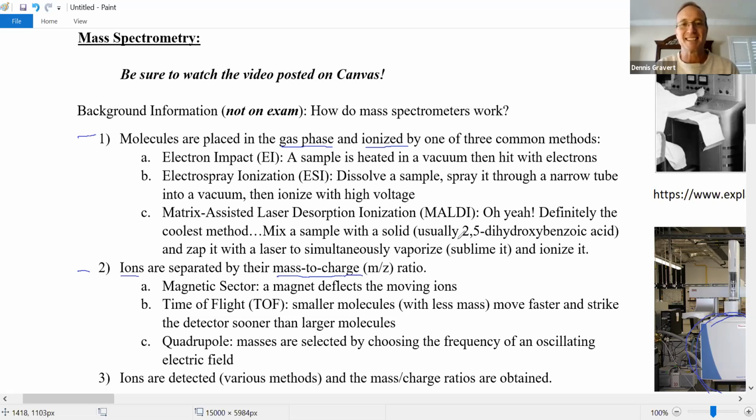Had them since the 60s. And the key is if you get them charged, they can interact with a magnetic field and we can sort them or distribute them and somehow get their mass to charge ratio. M to Z ratio, it's called.